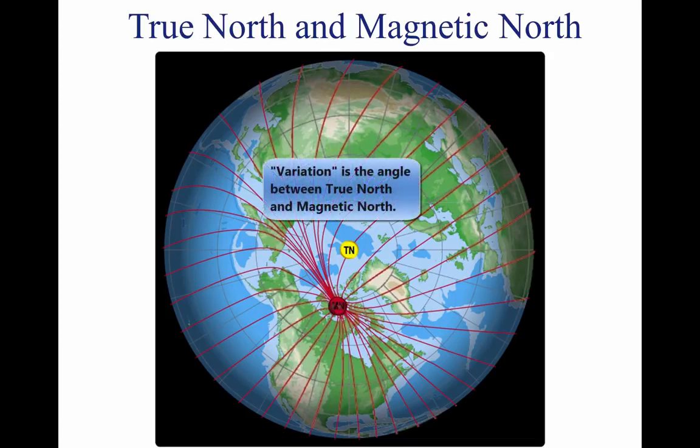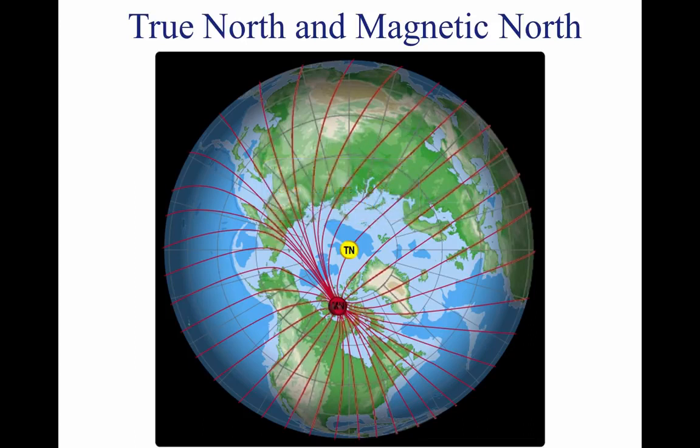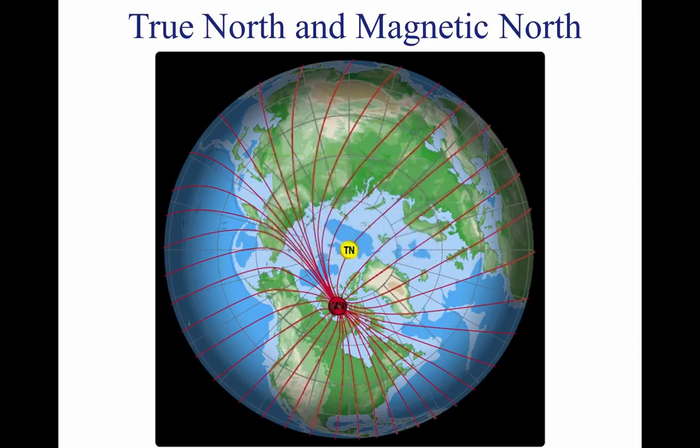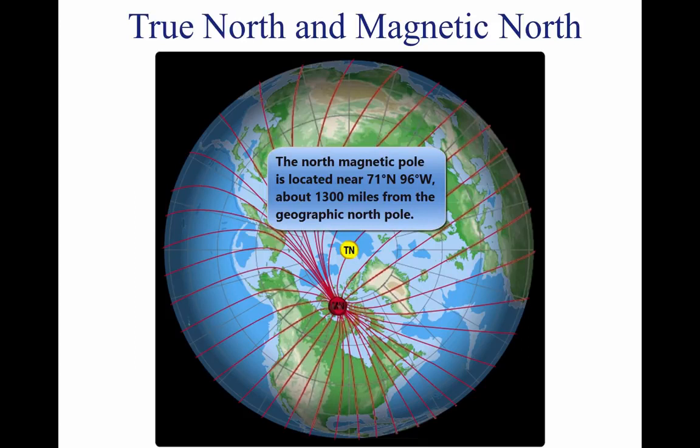Variation. Variation is the angle between true north and magnetic north. It is expressed as east variation or west variation, depending on whether magnetic north is to the east or west of true north. The north magnetic pole is located close to 71 degrees north latitude, 96 degrees west longitude, and is about 1,300 miles from the geographic or true North Pole, as indicated in this figure.